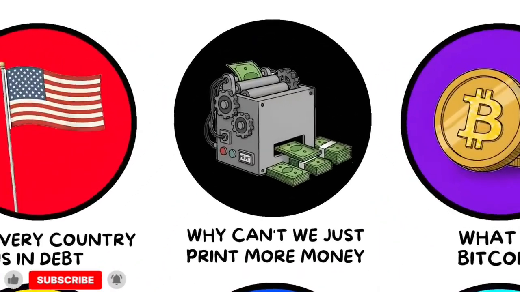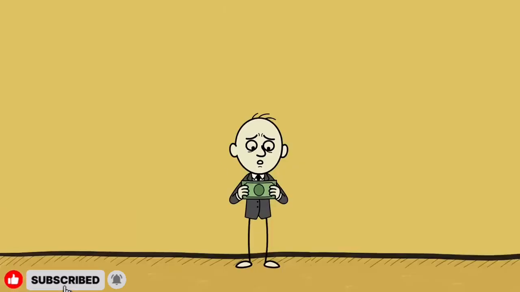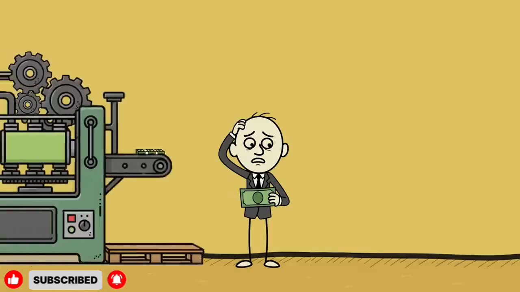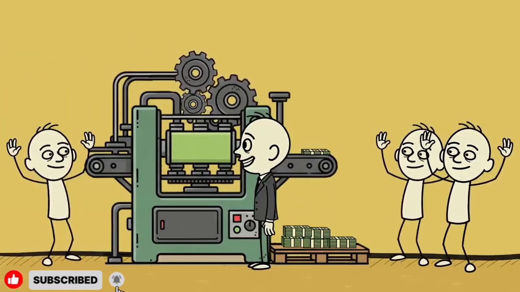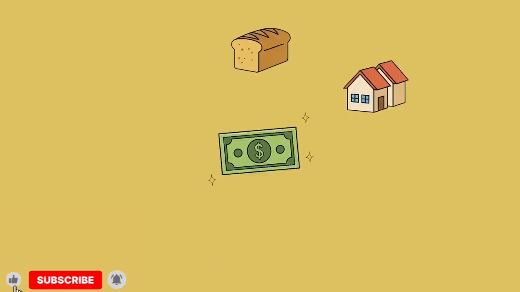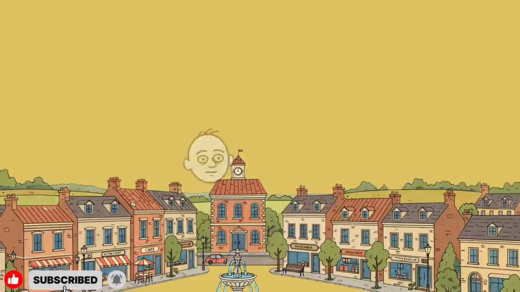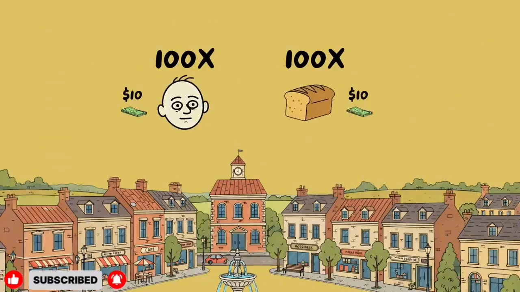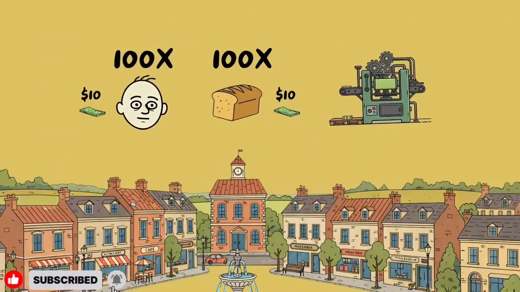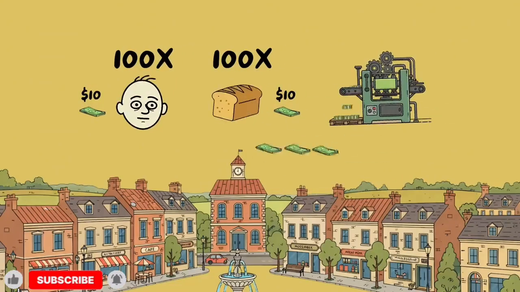Why can't we just print more money? If the government needs money, why not just print more? Run the printing press, create $1 trillion, and suddenly everyone's problems are solved. But money only works when it represents something real. Imagine your town has 100 people and 100 loaves of bread. Each person has $10, and each loaf costs $10. Supply matches demand. Now imagine the government prints another $1,000 and hands it out.